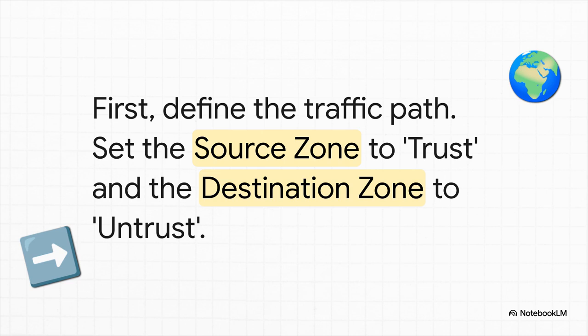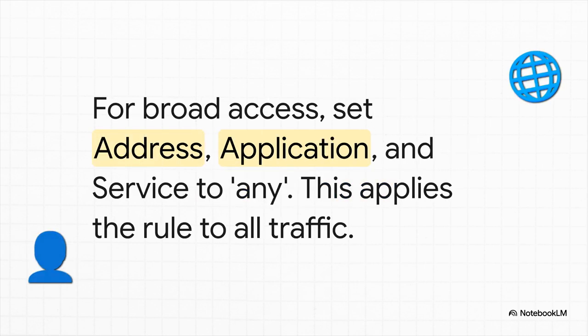The first piece of the puzzle is defining the path. We just tell the firewall, hey, I'm making a rule for traffic that starts in the trust zone and is trying to get to the untrust zone. Simple as that. Next up, we have to define what kind of traffic this rule is for.